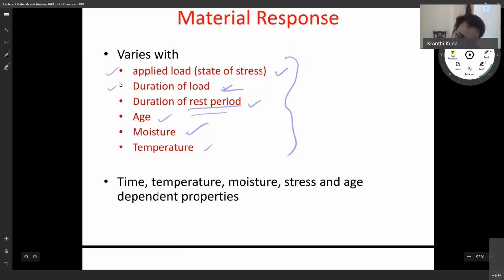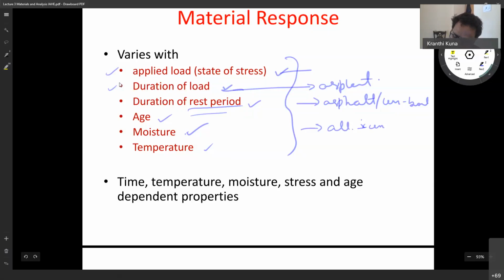Okay, so in essence, obviously all materials will not be influenced to the same magnitude by all these different conditions. For example, only asphalt is influenced by load duration. Okay, similarly rest period influences both asphalt and unbound material behavior. Moisture, all actually, but primarily unbound materials. Stiffness of unbound materials is influenced by moisture, but it will have less influence on the stiffness of asphalt or concrete. Similarly, temperature significantly influences asphalt.